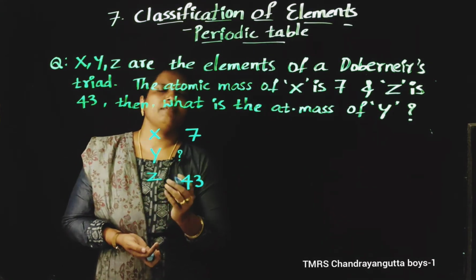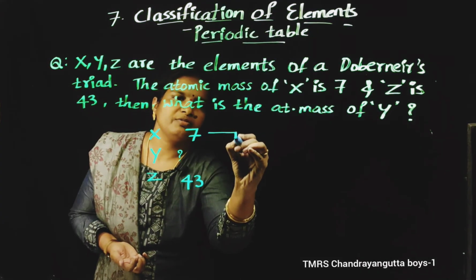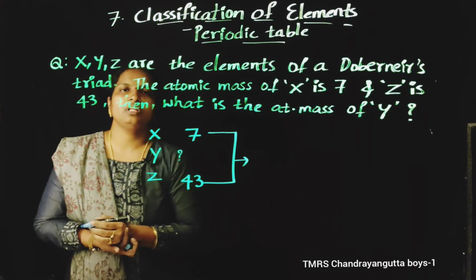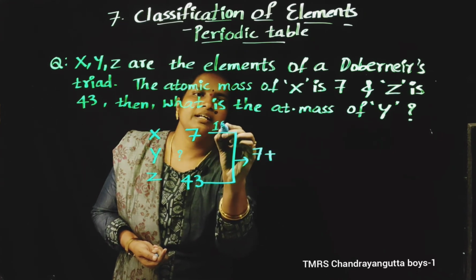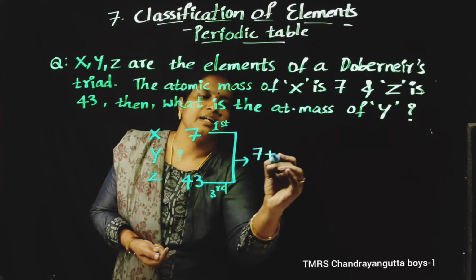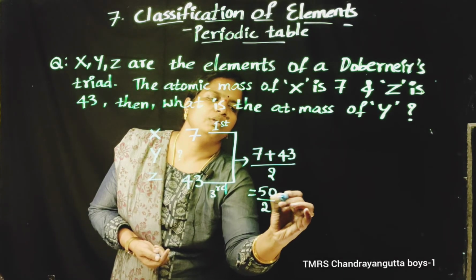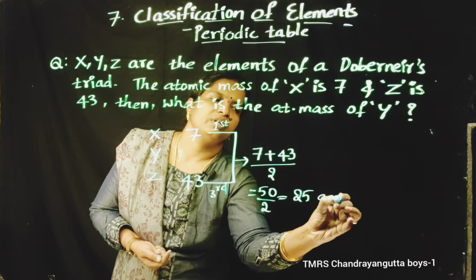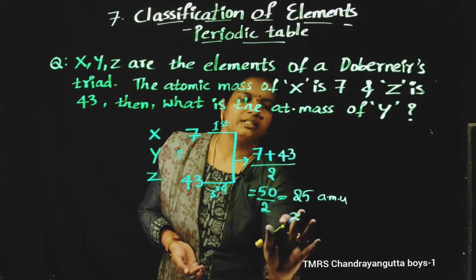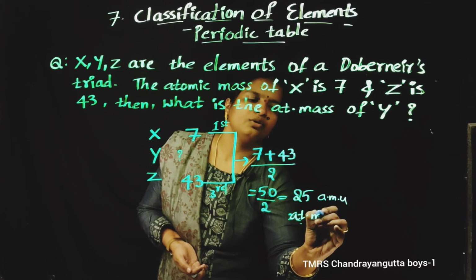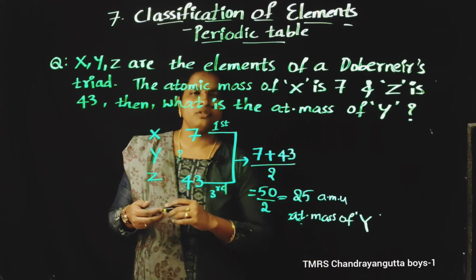We already know that for elements belonging to a Doberneir's triad we can take the average of the first and third elements. The first element X is 7 and the third is Z, 43. So the average is 7 plus 43 by 2, which is 50 by 2, equal to 25 atomic mass units, the unit for atomic mass. This 25 is nearly equal to the atomic mass of Y. In this way we can calculate the atomic mass of Y.